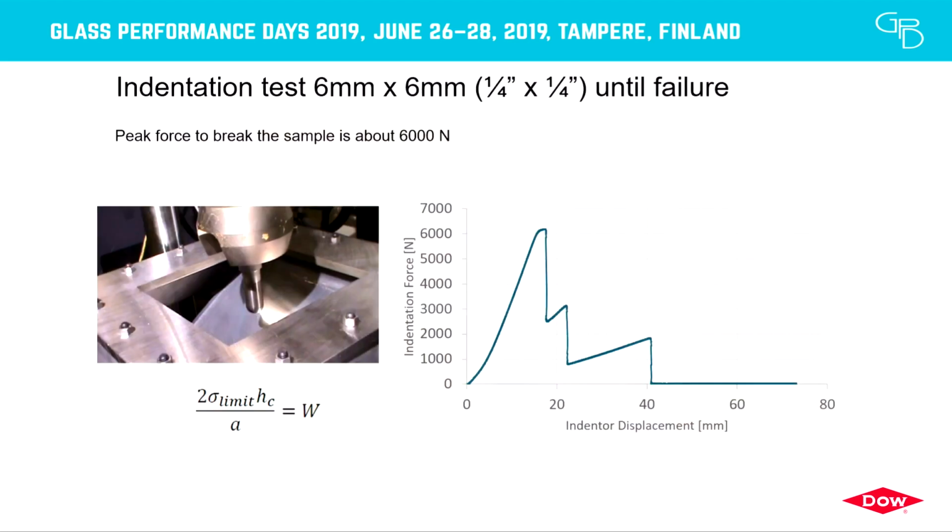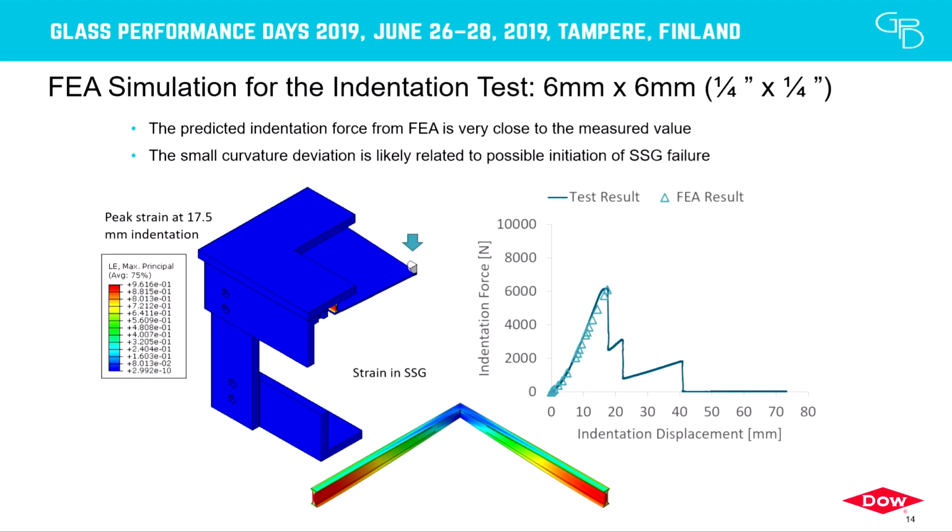So we can see on this slide how the force increases to reach the maximum. Then we have a first failure. We push again, second failure, further failure, until final failure here. So the peak force to break was about 6,000 Newton. And if we check the predicted indentation force with the FEA, we were very close with the measured value.